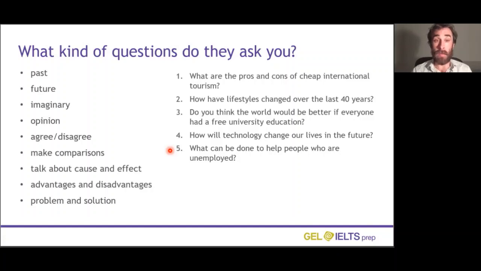This is a problem and solution question. So the problem is some people are unemployed, and the question is asking you, what can we do to help these people? What is the solution to their problem? So again, notice how in the question it doesn't say what is the solution. You have to figure out what the question is actually asking you to do.